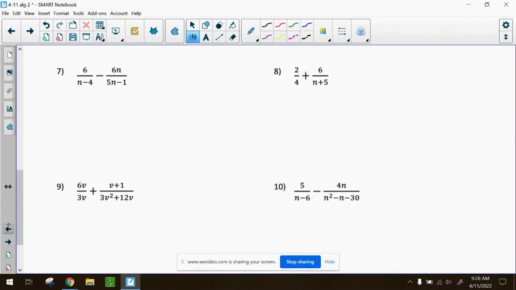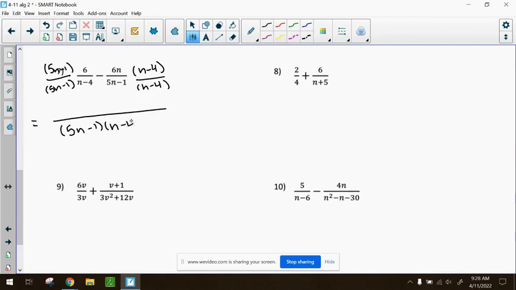In number 7, we're looking to find a common denominator to add those two fractions together. The first fraction is missing the 5n minus 1. The second one is missing the n minus 4. Notice that we don't have any equal signs here. We're not solving. We're just trying to write this as one fraction. So now that we've multiplied by something to get a common denominator, we're going to make it one big fraction. 5n minus 1 and n minus 4 are the denominators.